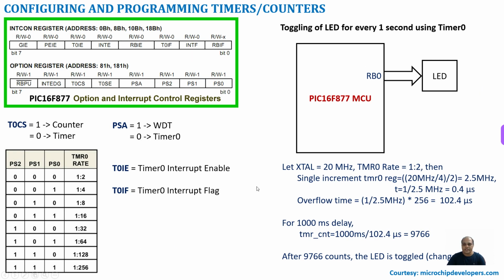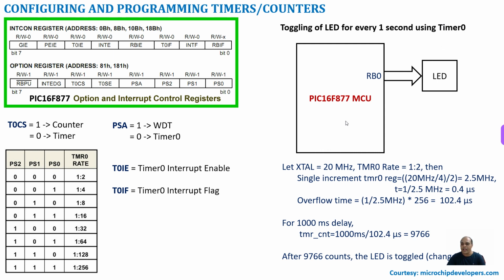So now in this example, I am going to toggle an LED every 1 second using the Timer 0 register. Previously we have done the same thing using a software delay. We used a function called delay_ms(1000), which creates a delay of 1 second, which is a software based delay. Now we are going to generate the same 1 second delay using hardware Timer 0.